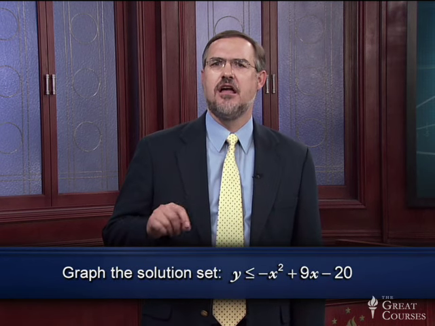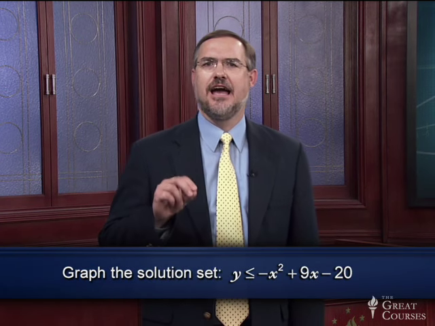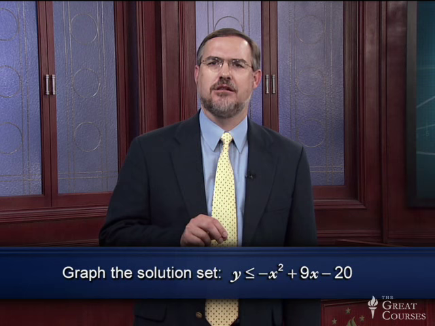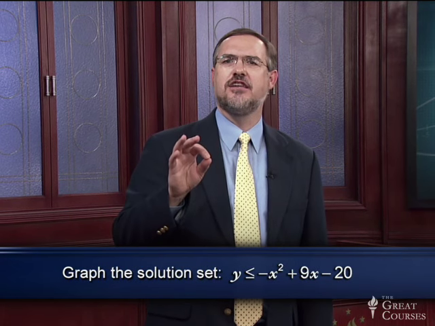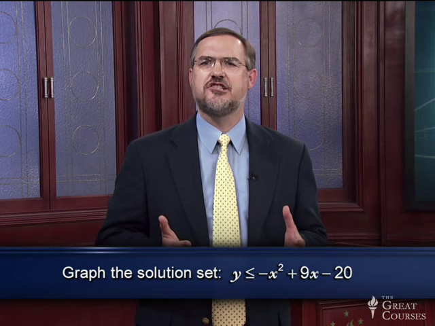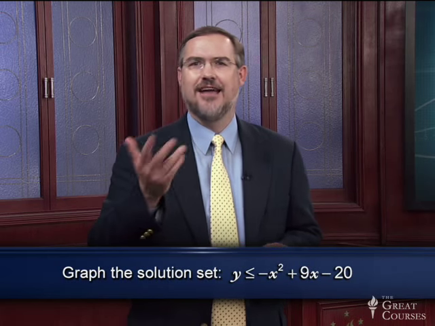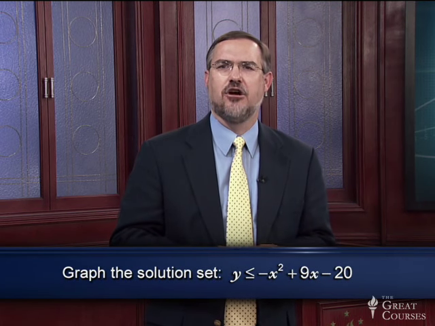Okay, let me just suggest that we try finding the x-intercepts of this parabola, assuming that it has some x-intercepts. Remember, it might miss the x-axis completely. And once we find the x-intercepts, we'll just make a quick sketch using those and the comments that I just made about the thing having to go down.